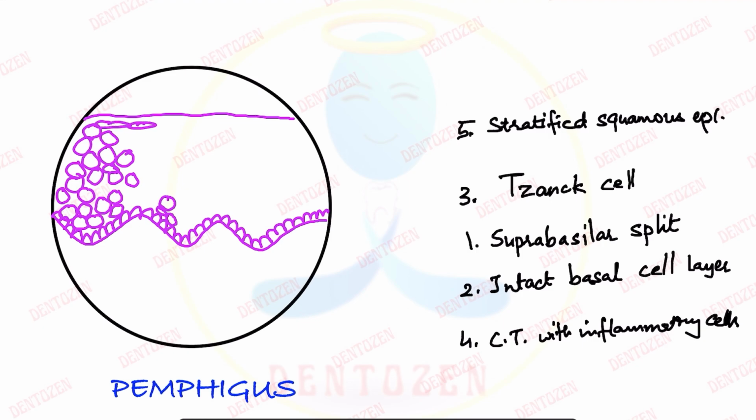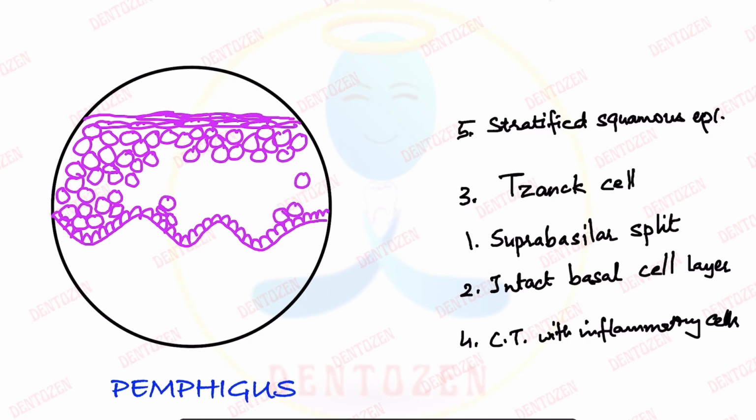Here we can see stratum granulosum. Whereas in other areas, we can see spaces. So that space is called split. And because the split is above the basal cell layer, so it is called suprabasilar split. Some of these cells which have separated, they become enlarged and they lie within this split, and these cells are called Zank cells.